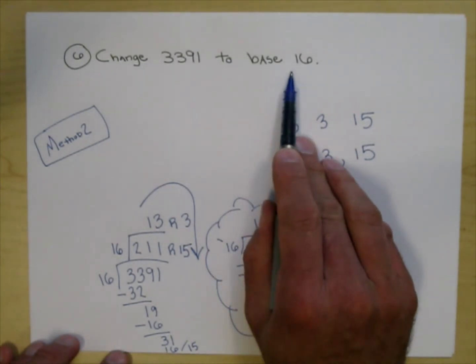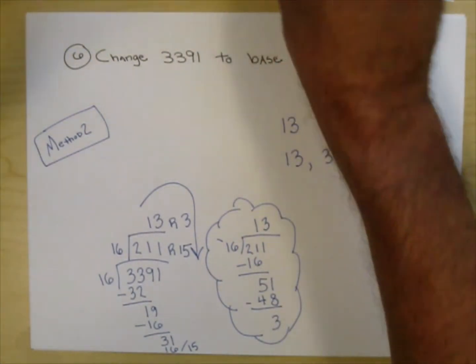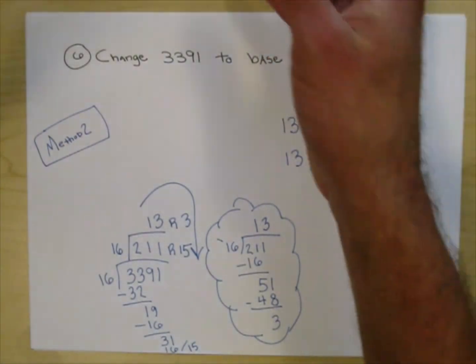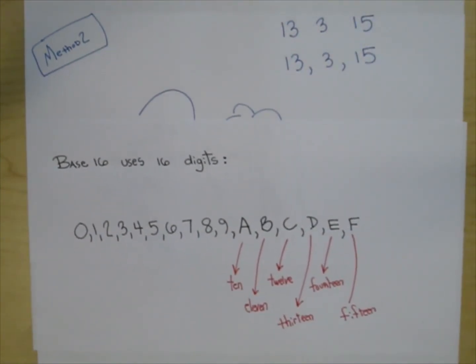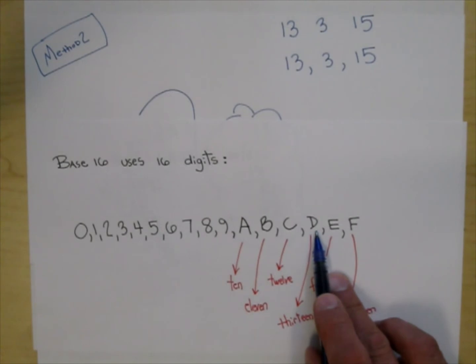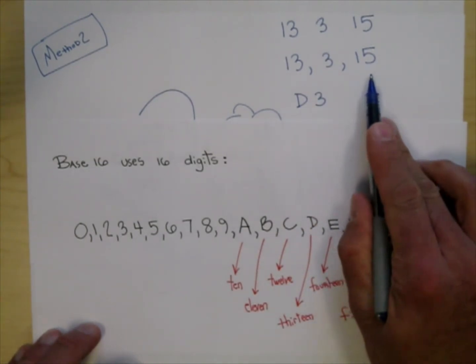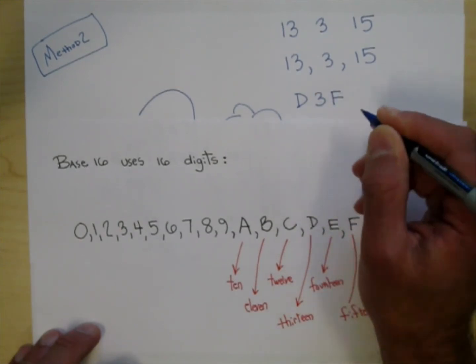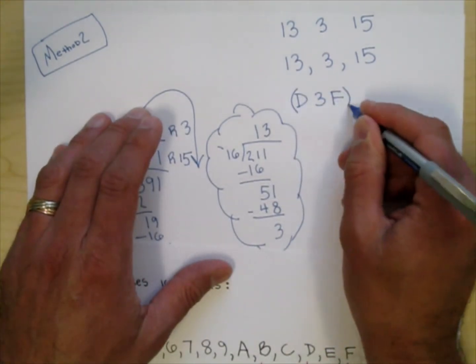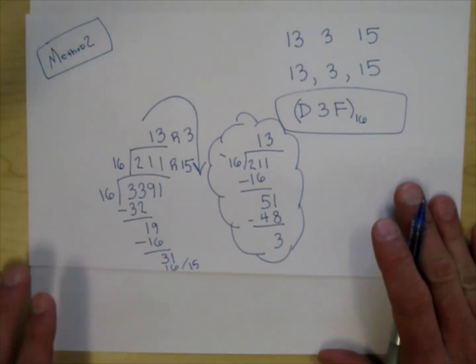We are changing to base 16. And if you remember about base 16, if I can find that piece of paper here. Here it is. We had different things here, so let's move this up here. We can see that 13 is actually D. So this is really D, and then 3 is 3, and 15 is F. So D3F, this is base 16, and that's my answer.